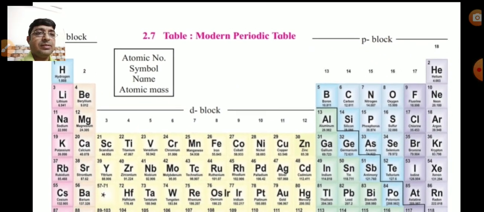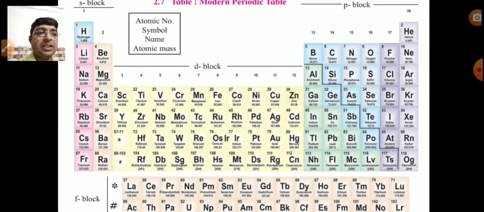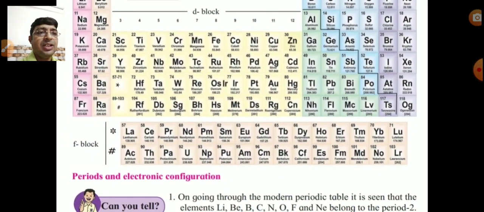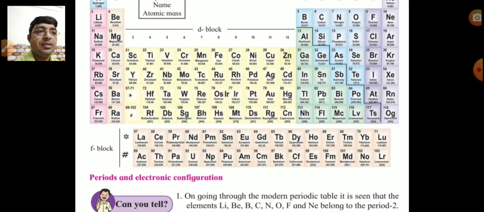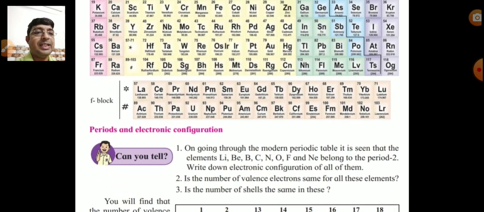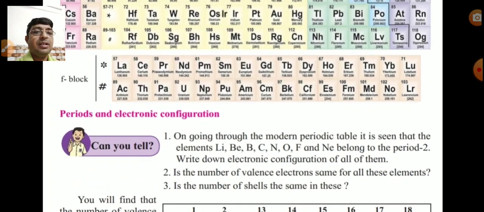Now this modern periodic table is given in our textbook, so you see that there is no need to learn or remember all the names of the elements. Total 118 elements are present in this periodic table.